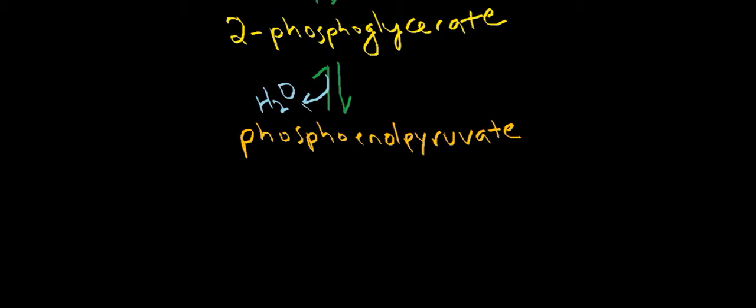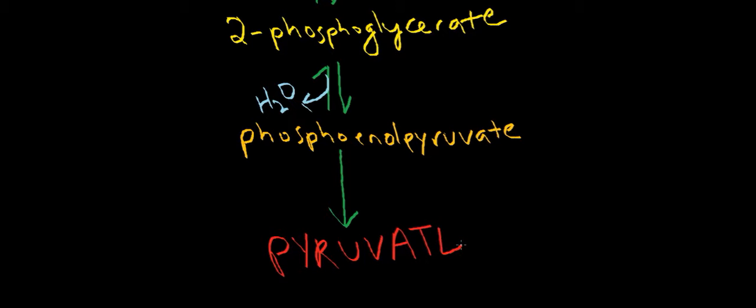And from phosphoenolpyruvate, you finally have your end product of pyruvate. I'll put 2, because you have 2 pyruvates for every 1 glucose molecule, and you gain an ATP. That reaction from phosphoenolpyruvate to pyruvate is catalyzed by pyruvate kinase.